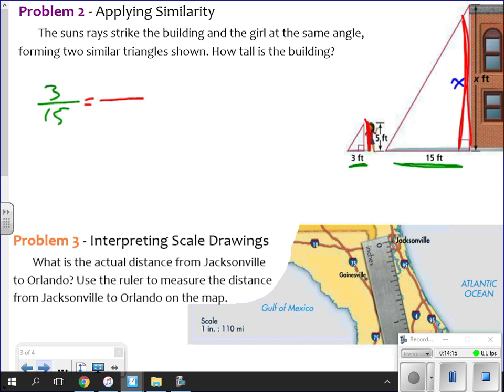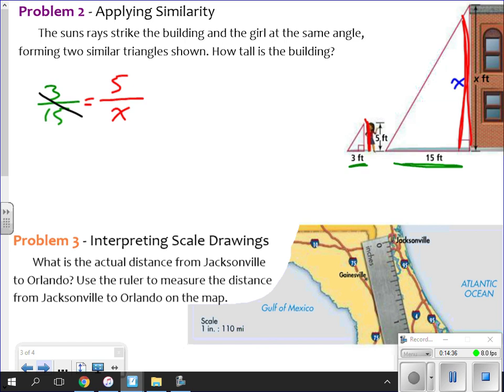Which one's going to go on top, the 5 or the X? The 5, because which one went on top the first time? The 3 that goes with the 5 from that triangle. The same triangle goes on top. The little one on top, big one on the bottom. So I have 5 over X.